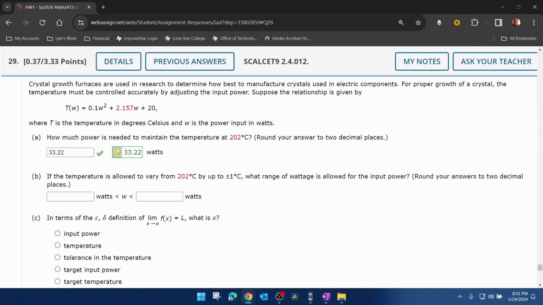All right, here we go. Question 29 from our Calculus 1, homework number 1 in WebAssign. We have an application problem.